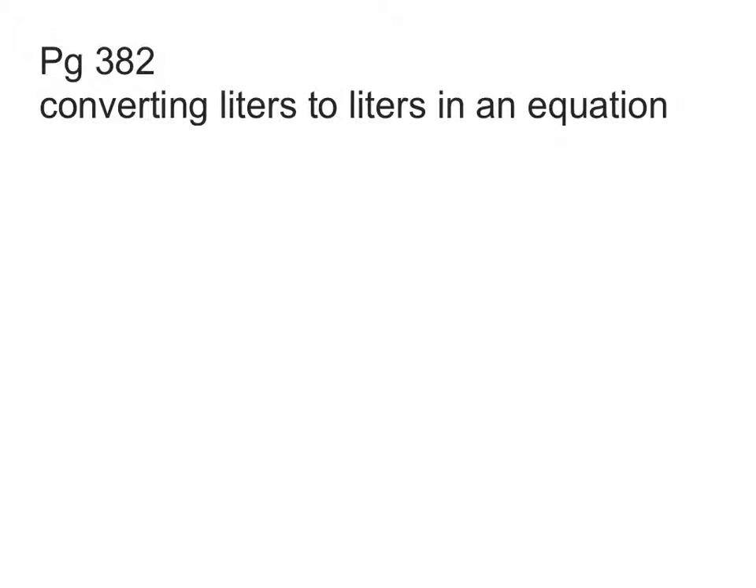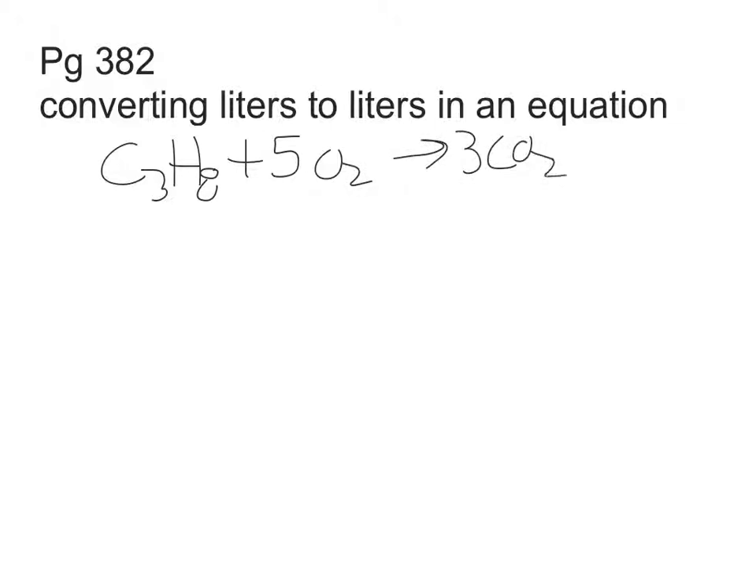I'm going to do the example on page 382. So I'm going to pause here for a second while you open your books to page 382. All right, so when we're doing this stoichiometry, we always know the first step is you have to have a balanced equation. So the balanced equation is C3H8 plus 5O2 yields 3CO2 plus 4H2O.